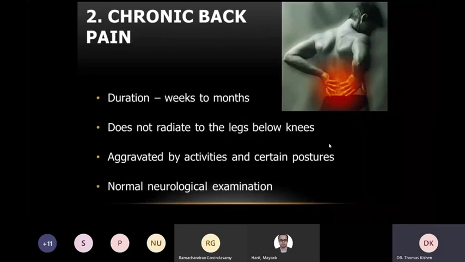So the second one is chronic back pain. Chronic back pain is back pain that typically lasts more than 3 months and does not radiate down into the legs. In this clinical scenario, this is axial back pain. So it does not radiate down to the legs below the knees. It's aggravated by activities and certain postures, and the neurology is normal on examination.